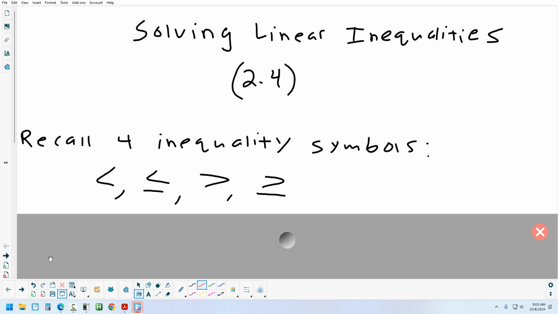What's the first one? Less than? Less than or equal to? And greater than or equal to. Yep. So you're going to see one of those four symbols in the problem.